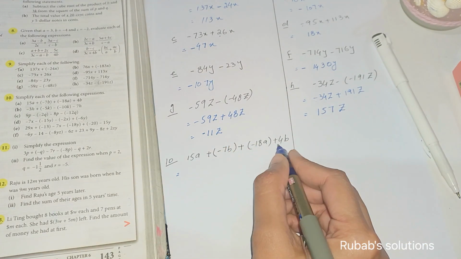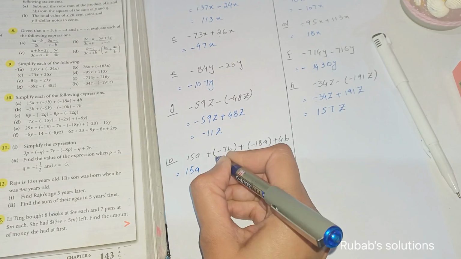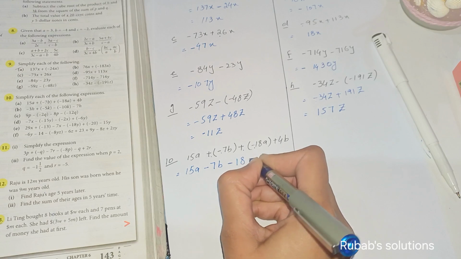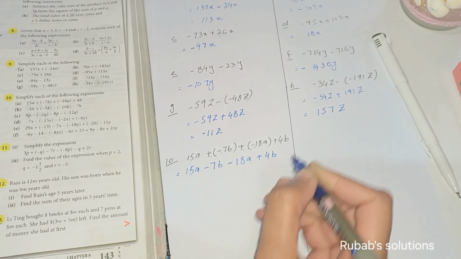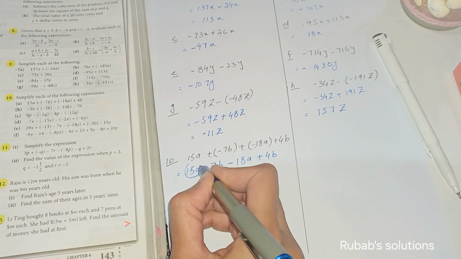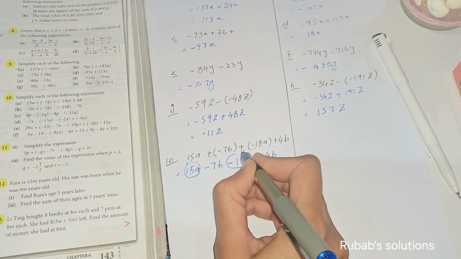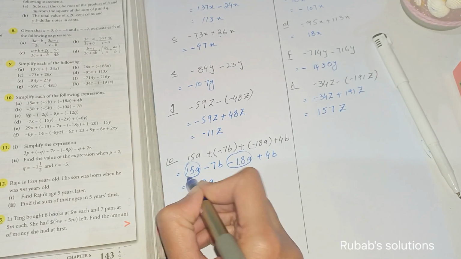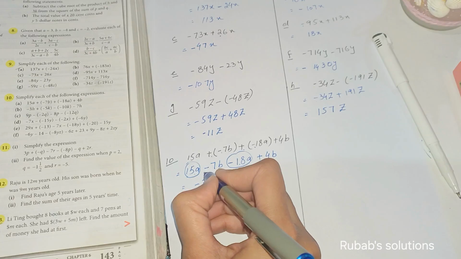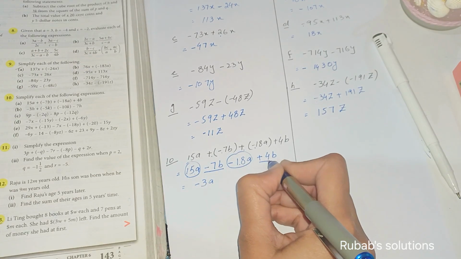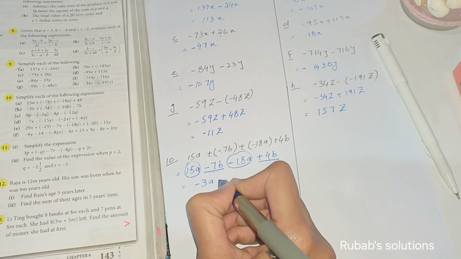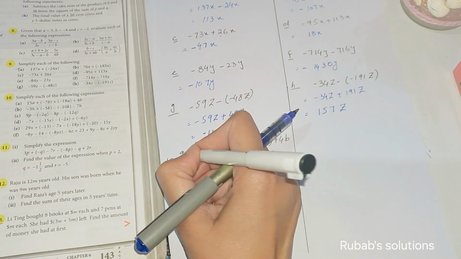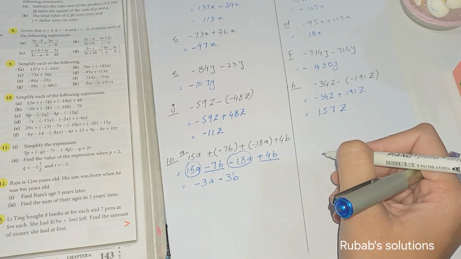First of all, if there are brackets, you have to open the bracket. It is 15a plus minus, it's minus 7b plus minus minus 18a, and this 4b will remain as it is. Now this 15a and this 18a with its sign. So 15 and 18, minus 3a, because there is a plus sign, there is a minus sign, you have to do the subtraction. The remaining one is minus 7b and plus 4b. So minus 7 plus 4, obviously you have to do the subtraction. So the answer is minus 3b because 7 is a bigger number and with that there is a negative sign.